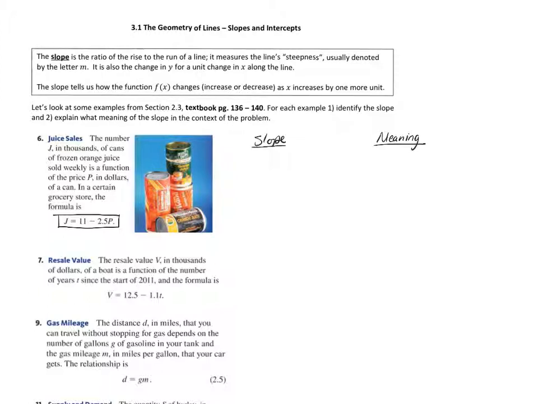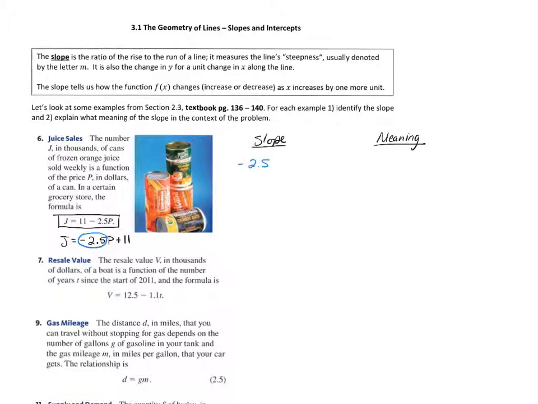So again, our two variables here are number of cans of frozen orange juice sold weekly and the price. If we take a look at this equation, you can see that the equation is written in slope-intercept form, but I'm going to reorder it just a little bit. So I'm going to rewrite this as negative 2.5P plus 11. So hopefully you can see clearly that the slope is negative 2.5, and then if we wanted to talk about the y-intercept, then you can see that the y-intercept is positive 11. But let's just focus on the slope for right now. So the slope here is negative 2.5.